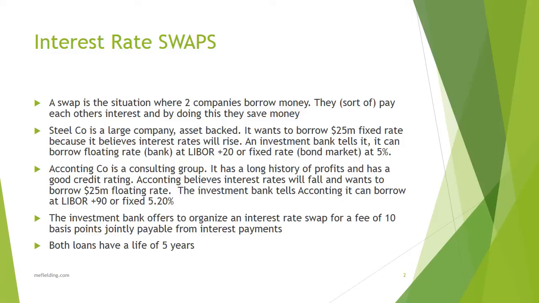Steel company is a large company, it can borrow floating and fixed at the rates given in the question. Accounting the same. They both want 25 million and they both want for 5 years, which is your standard loan period. The investment bank offers to organise an interest rate swap for a fee of 10 basis points, so 0.1%, and that will be taken from the interest payments. Okay, that's your background. Right, please remember that. You have to keep coming back to that because that's important information for answering the question.